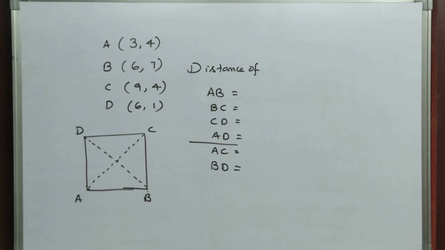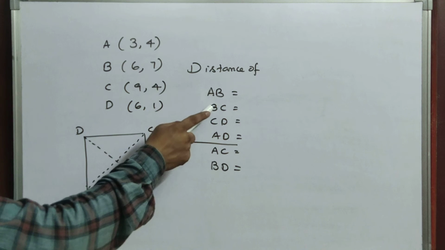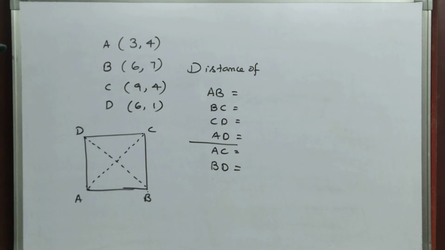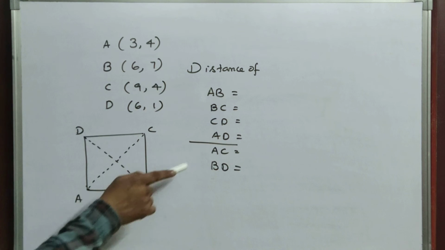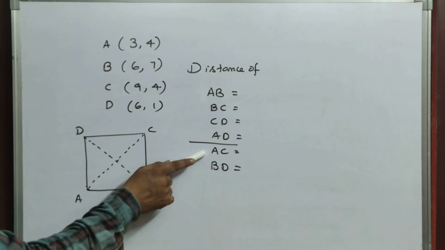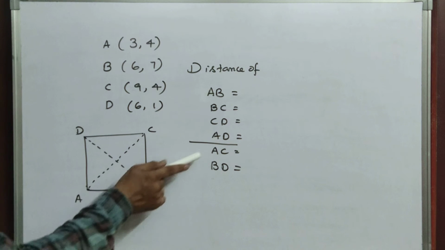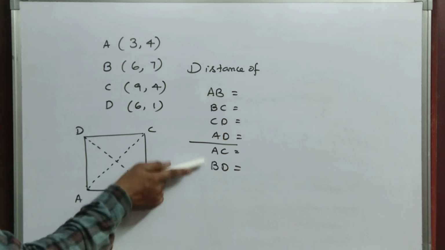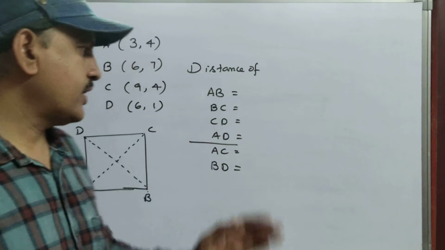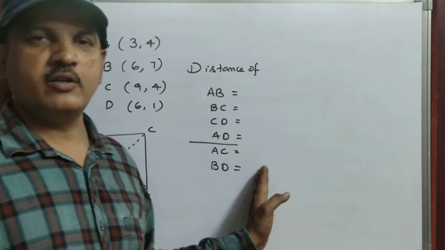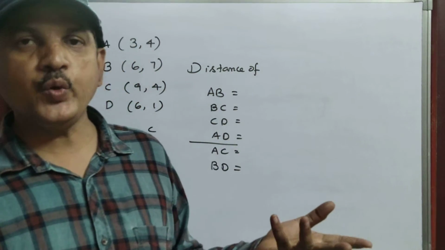After finding the distance of AB, BC, CD and AD, if all four are equal, no problem. Then you have to check again that AC and BD also must be equal. Only these two. If these two are equal and these four are equal, it forms a square. Suppose all four sides are equal and both the diagonals are equal. Then what happens? It is a square.